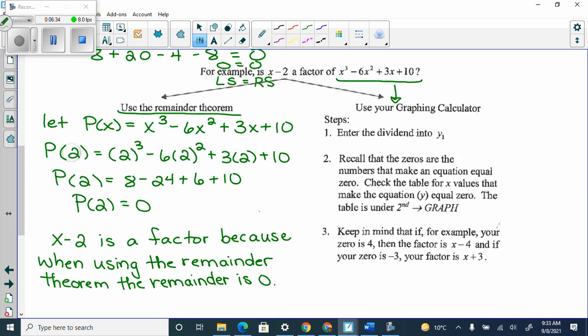And the reason why it wouldn't be a factor is it wouldn't be an x-intercept because my y value would be something else. Would it be a coordinate on the graph? Yes. But not an x-intercept, therefore not a factor when I work the graph. Yep? Yes.